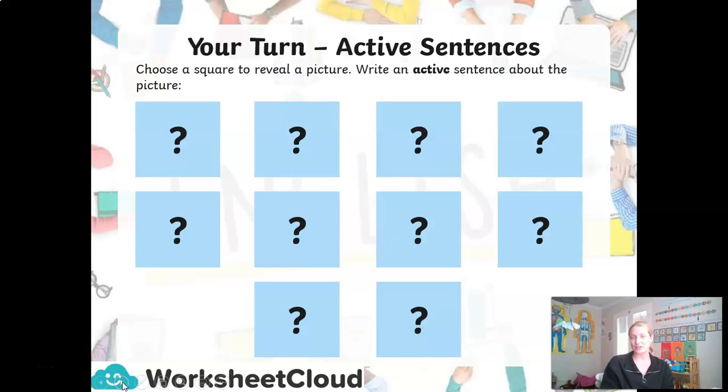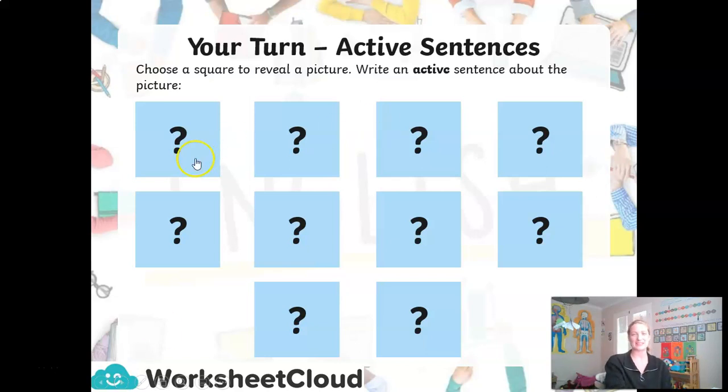I have got some tiles, and if I click on them, they'll flip and it will reveal a picture. And I want you to see if you can write an active sentence about that picture. Now, obviously, I won't be able to check your sentences, but we'll do a couple together as well. Okay, so I'm going to flip 3 tiles. Let's do 3 together, and then I'll do 3 for you.